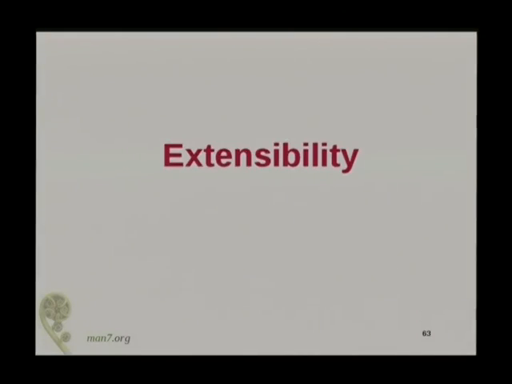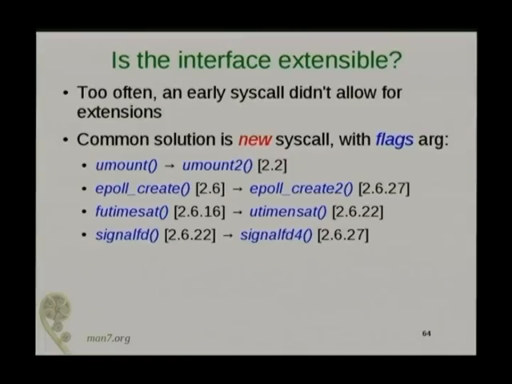Okay, making interfaces extensible. This is a common design pattern in the kernel. We have an early system call that didn't allow for extensions, and then our solution was to add a new system call. So we started off with umount, we added umount2, which did some extra things. We had epoll_create, realized there was a mistake there, so we ended up with epoll_create2.